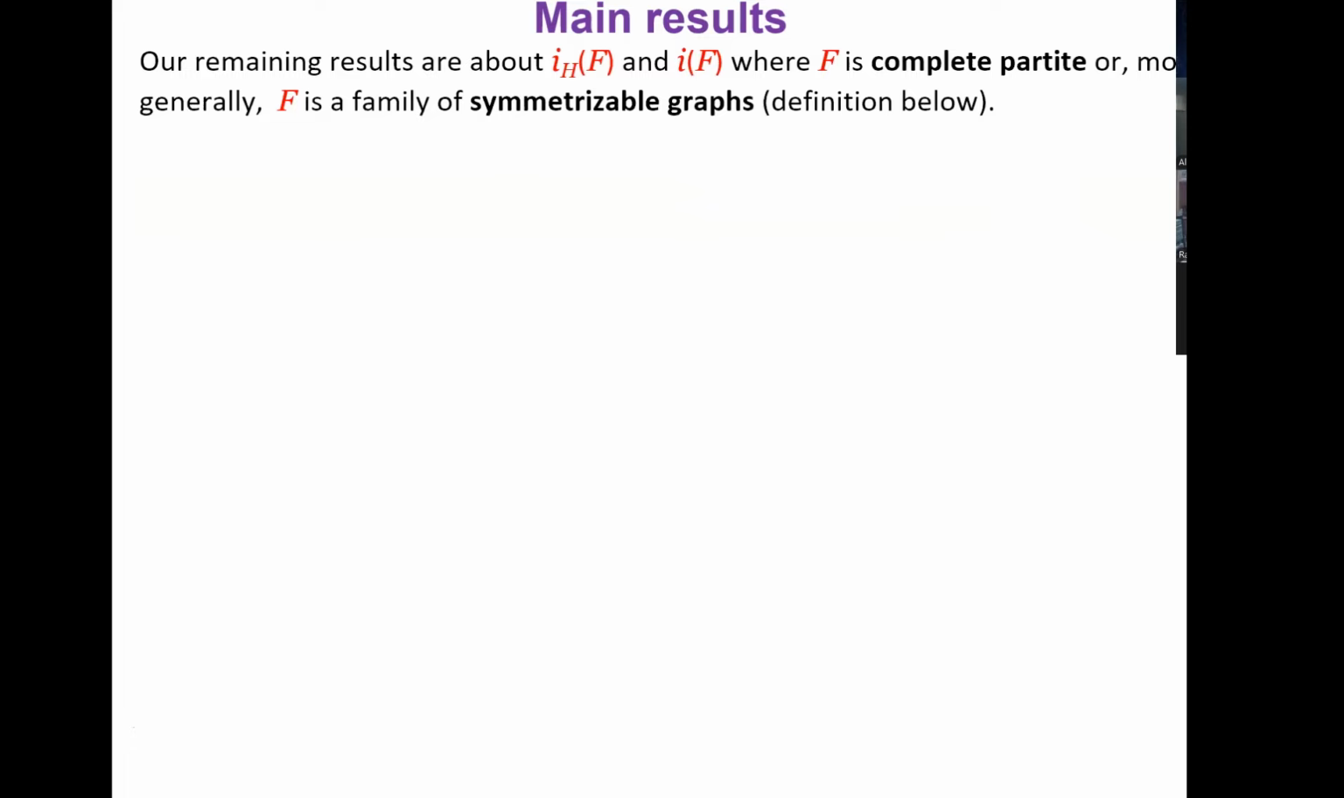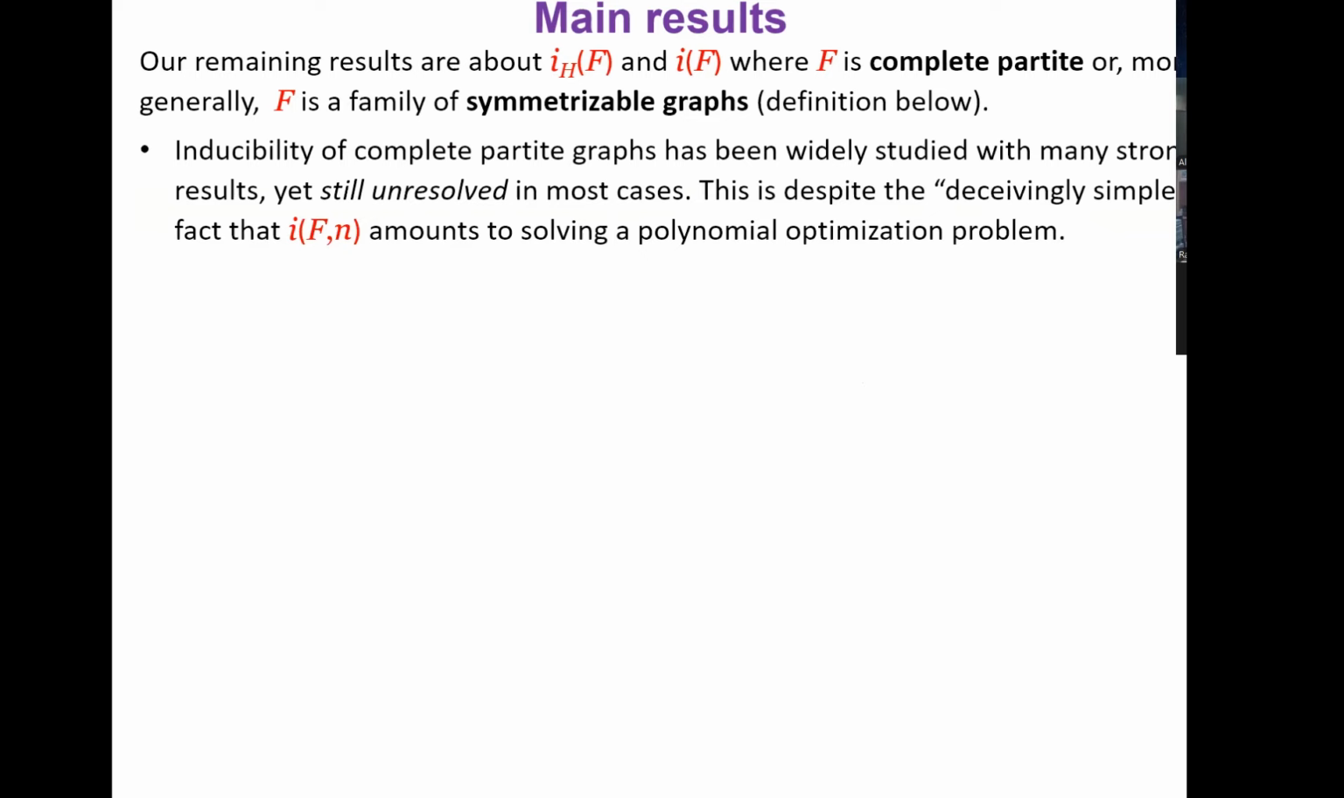So in the remainder of the talk, I want to limit myself to complete multipartite graphs. And this is still a very, very interesting family of graphs which we don't know much about. And more generally, I will talk about symmetrizable families of graphs. The definition will follow shortly. And this is also a well-studied topic. Of course, for example, a complete graph missing an edge is a complete multipartite graph.